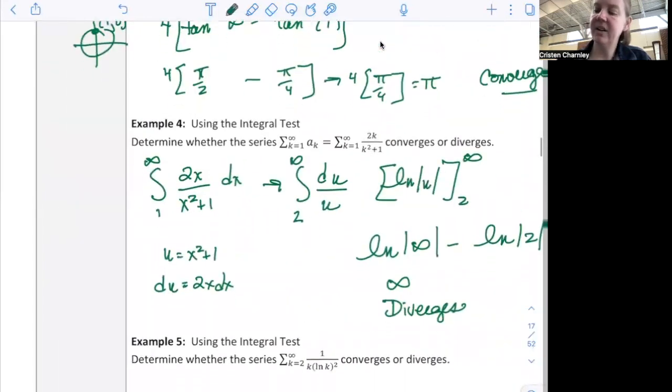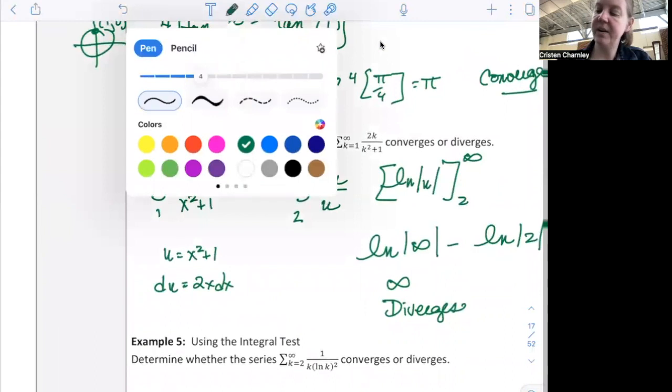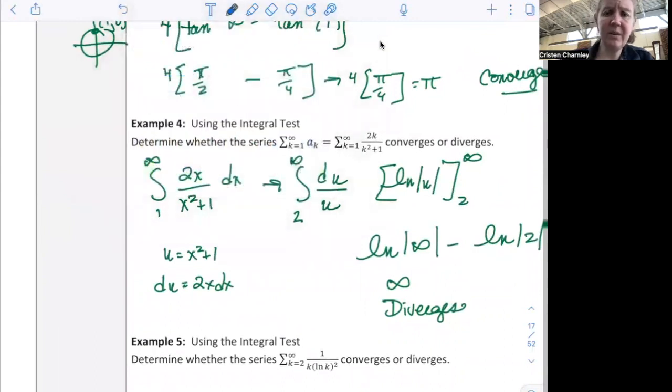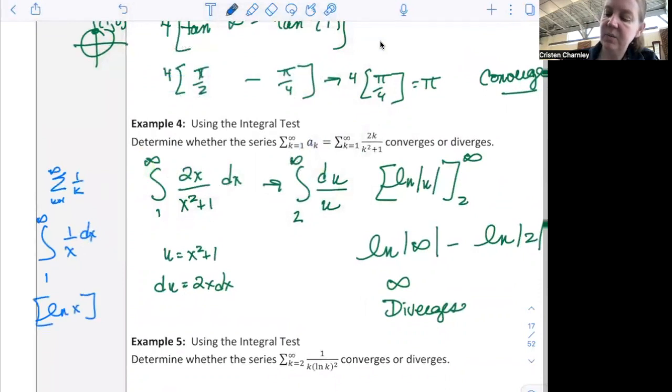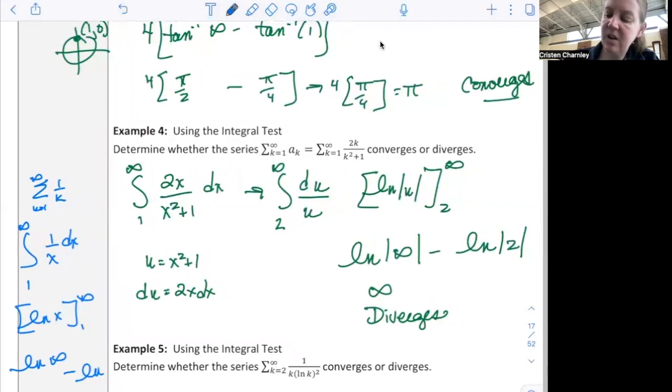The harmonic series, I'm just going to take a little side note over here because I never remember the names. But if I look at that harmonic series, that was 1 over k, right? From k equals 1 to infinity. So I can write this as an integral, 1 to infinity, 1 over x dx. What's the antiderivative of 1 over x? It's natural log. So this is natural log of x between 1 and infinity. Natural log of infinity minus the natural log of 1.